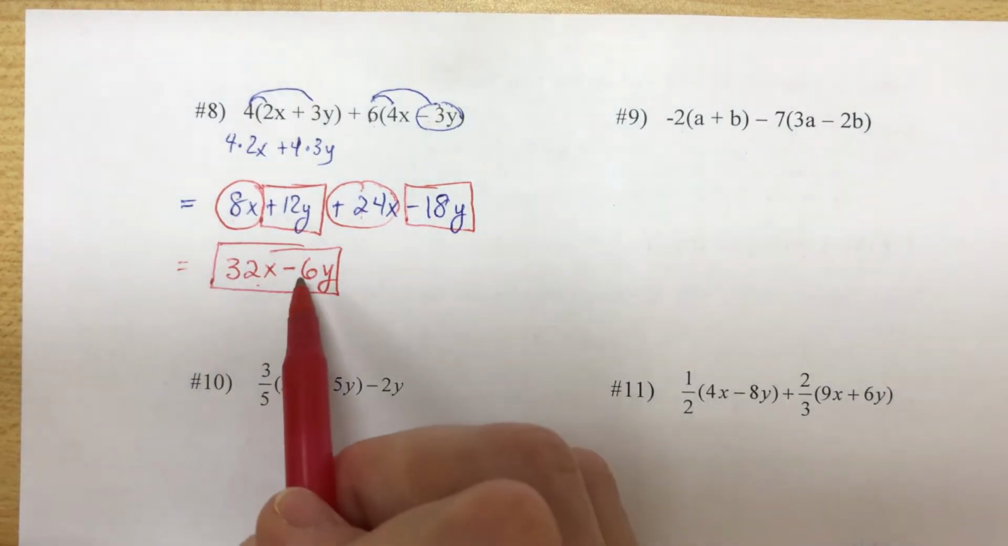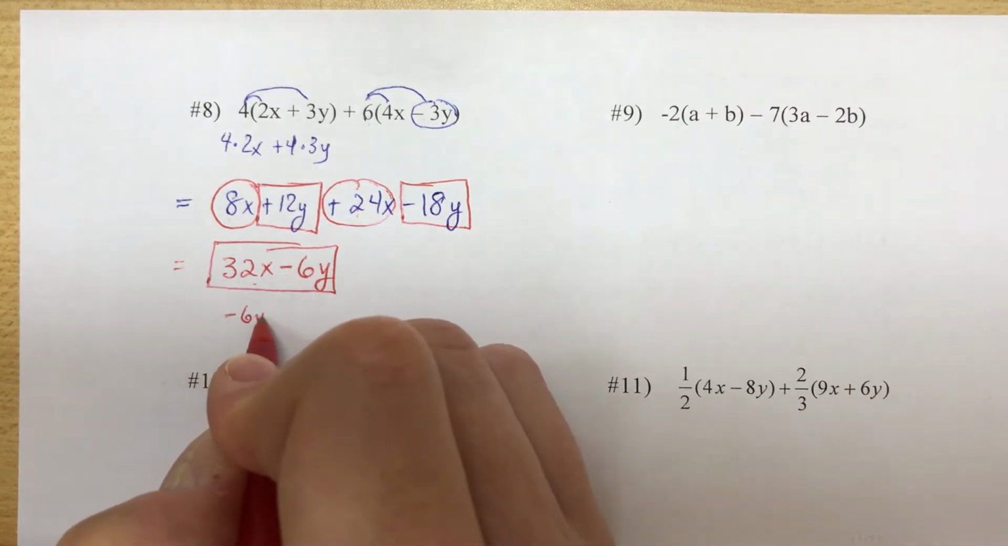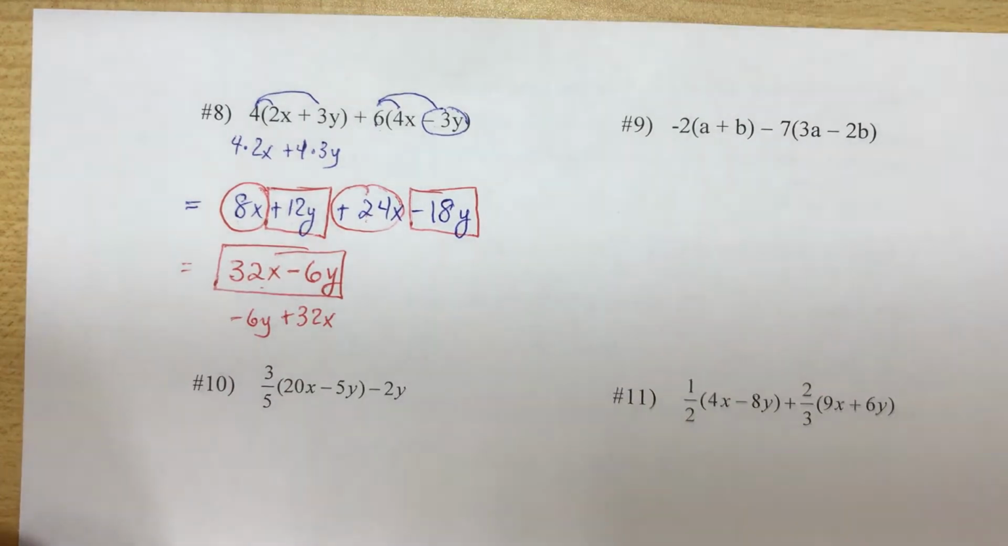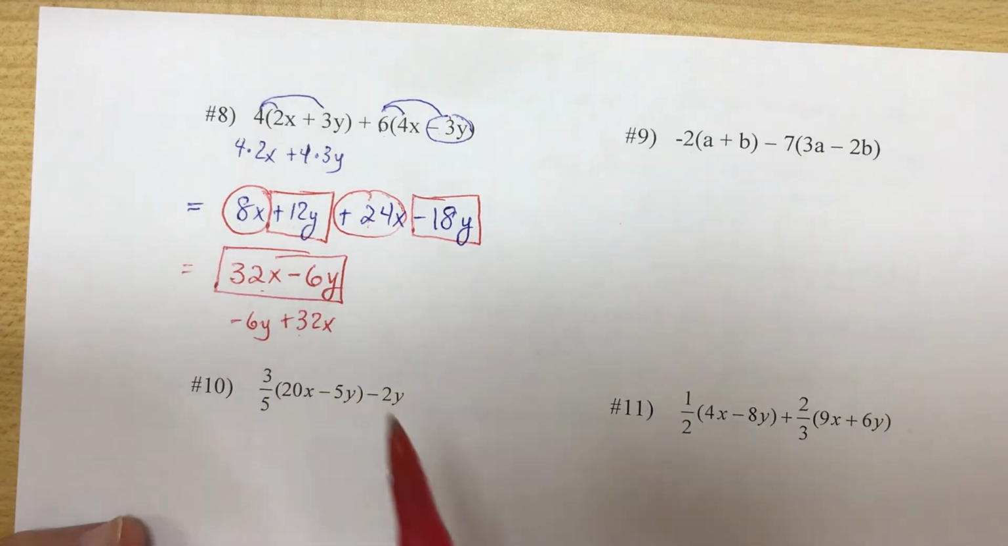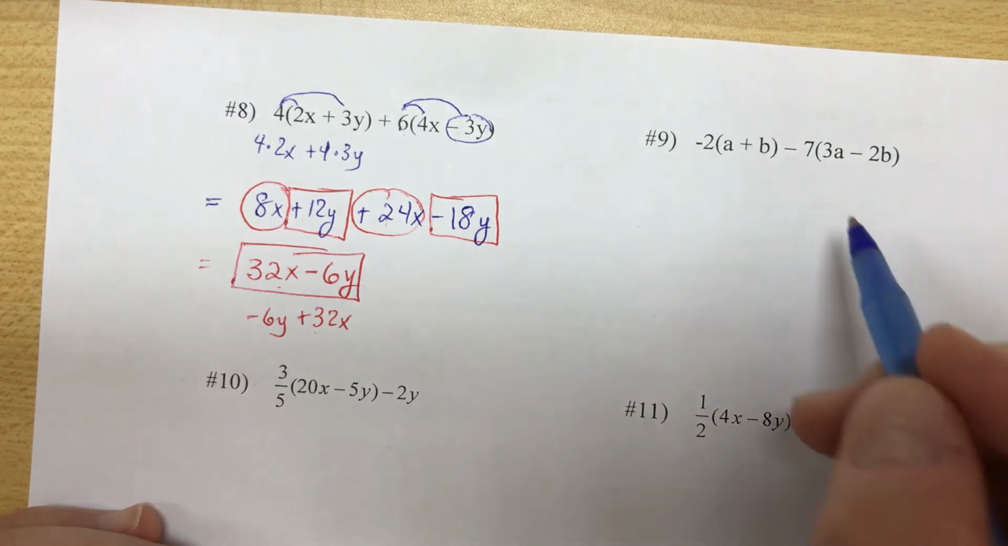One word of note, if I had switched these, that's a negative 6y. This is a positive 32x, so I would have to put a plus symbol there. Okay, I'm just going to leave it like this, but we could switch. We could use the commutative property if we wanted to. All right, number 9. Let's distribute.